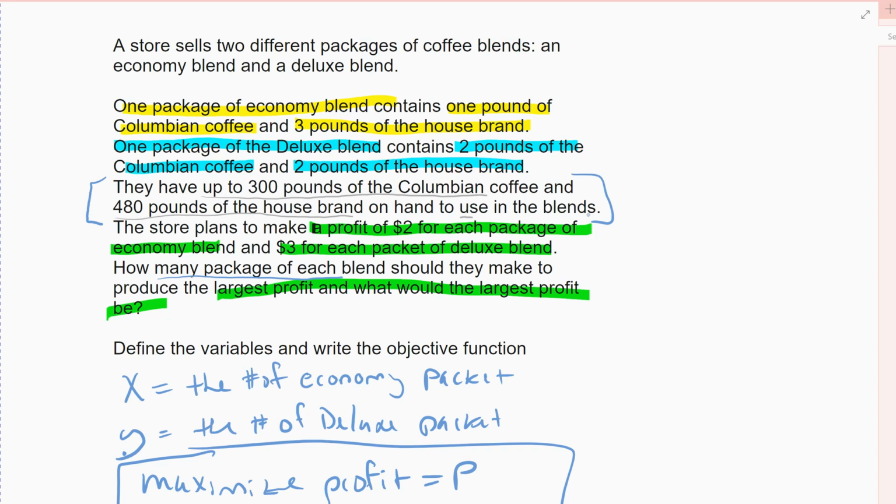And so it has to do with how many pounds of each type they have for the blend, because I've got so much Colombian and so much house. So that's my limiting amount. I can't use more than I have.